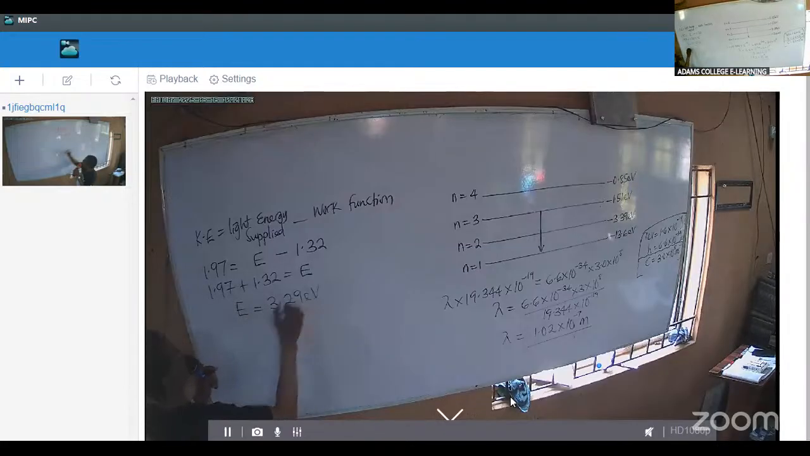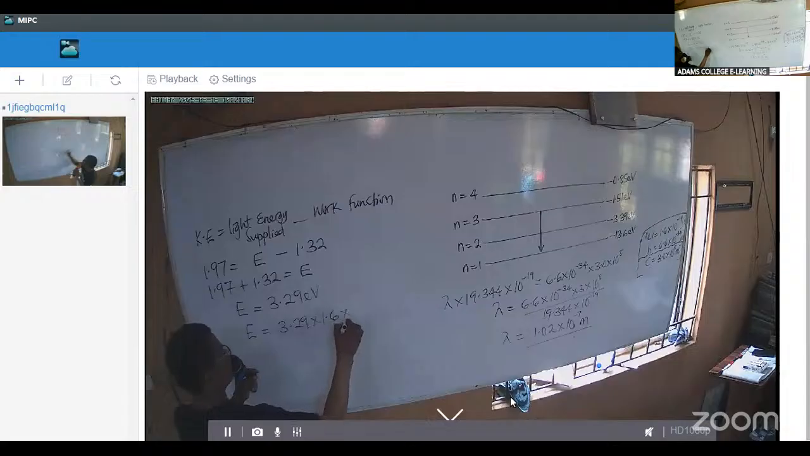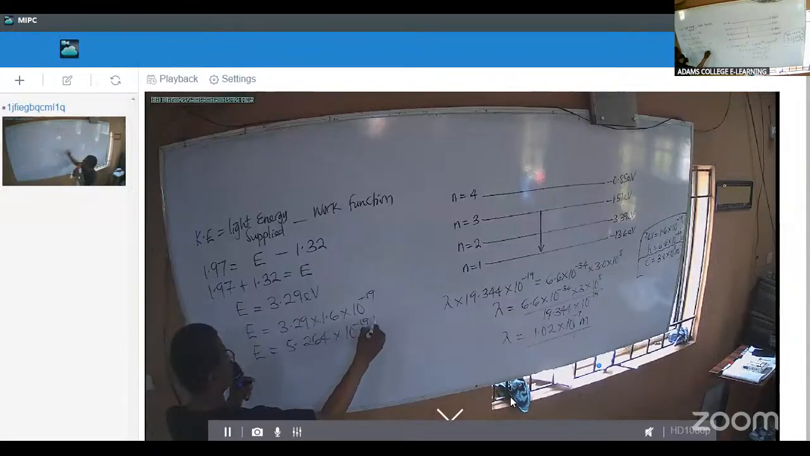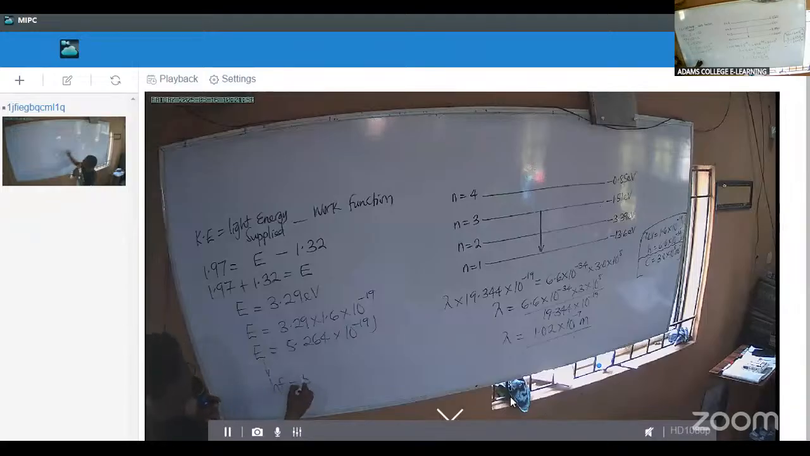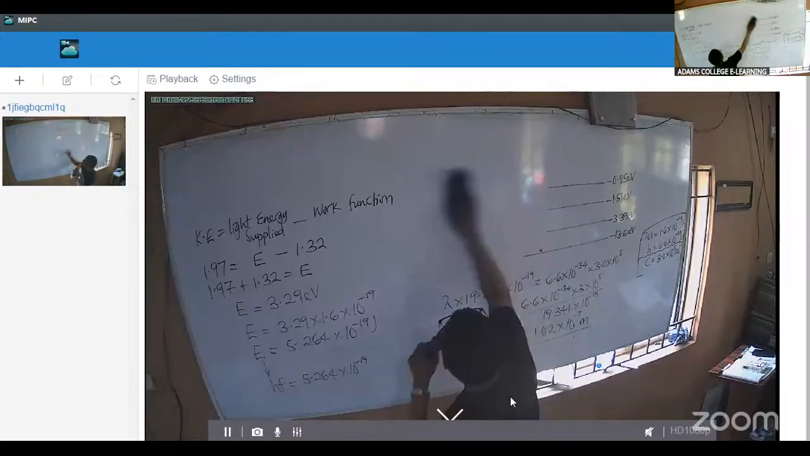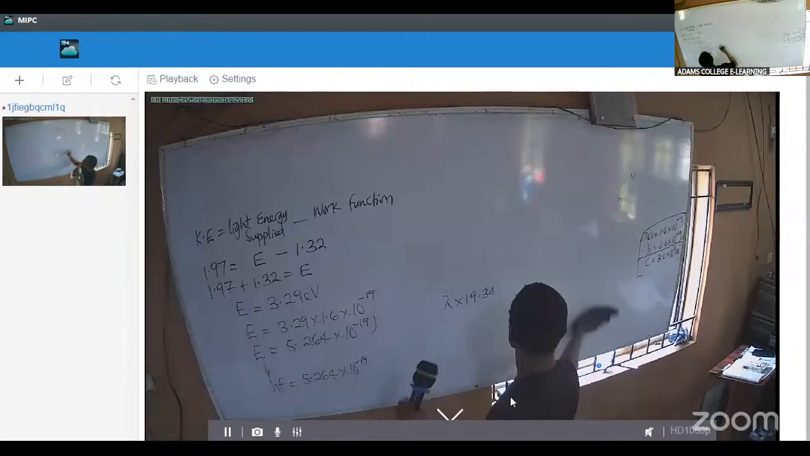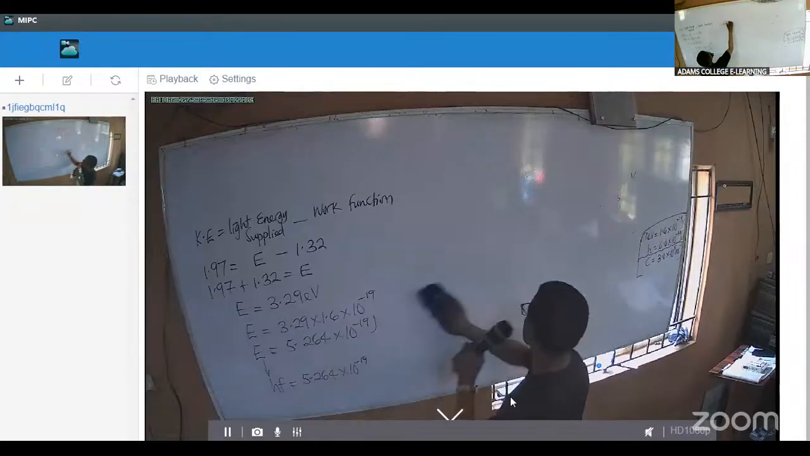E is 3.29. Well, you have to convert to joules, right? 3.29 times what? Times 10 to the power minus 19. Multiply this out, what do you get? 5.264 times 10 to the power minus 19 joules. We know that this formula is E = hf. Do we remember? hf. And what's that h? Are we given h? So that h is 6.6 times 10 to the power minus 34.